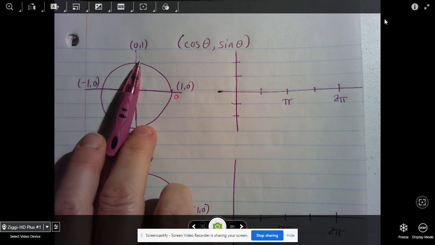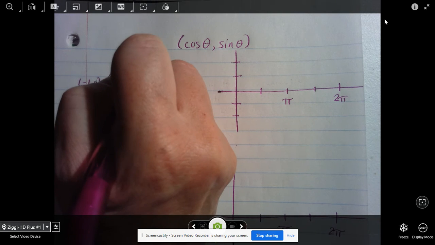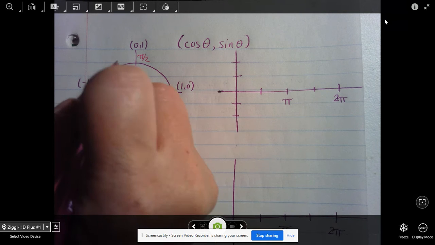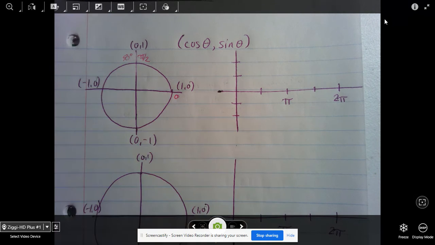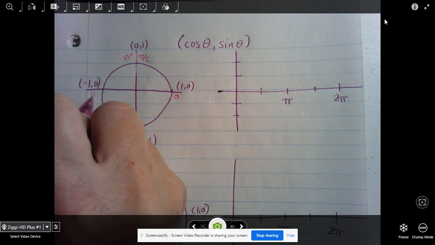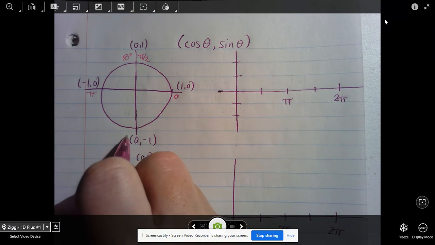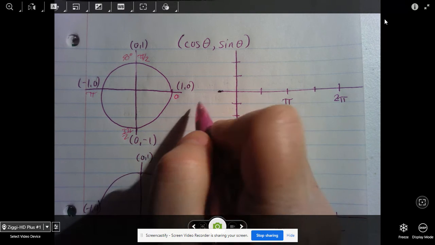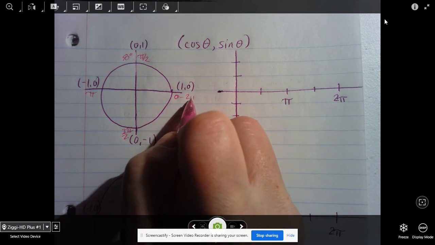You move up, and you're going to be doing a lot of radian things, so I want you to get comfortable with that pi over 2. Remember that in degrees, that's 90. As we get around here, we are at pi. When we get to the bottom here, we are at 3 pi over 2. And when you finish back here, you're back here again at 2 pi.